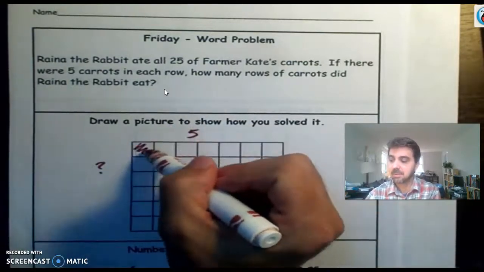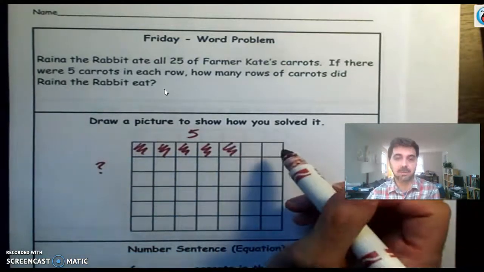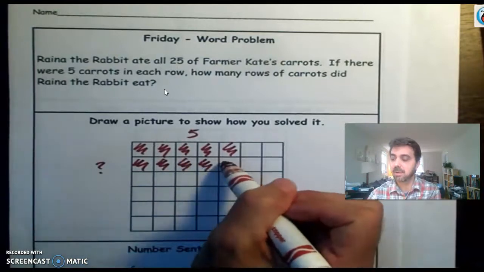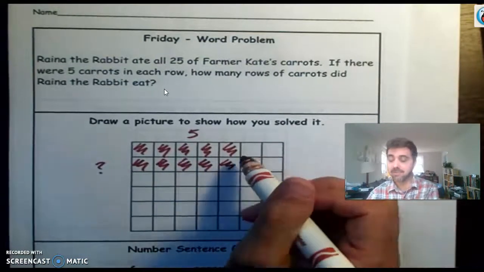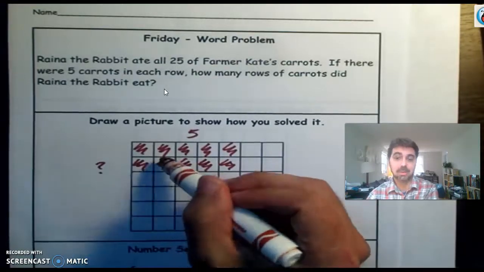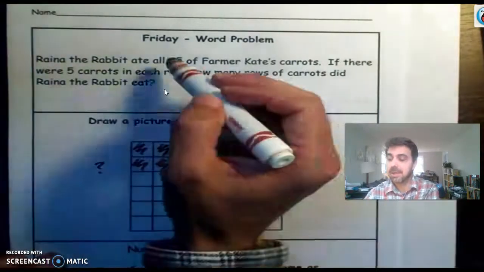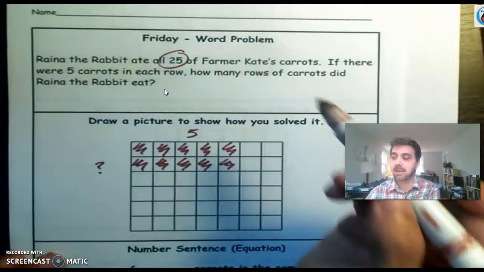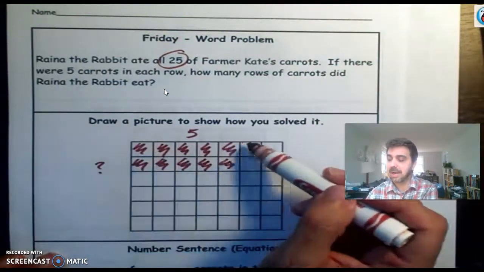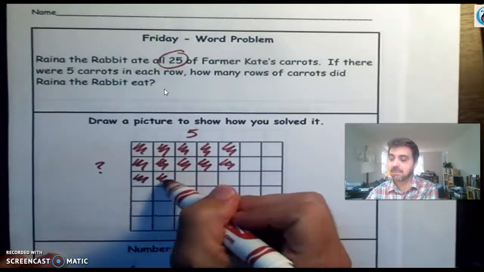So there's 1, 2, 3, 4, 5 carrots in that row. Yeah, 5 carrots in this row, right? 1, 2, 3, 4, 5. Each square represents like a carrot plant. Okay, and we know that there are 25 total carrots. So far we've found 5, 10. We're not there yet, so let's do another 5.